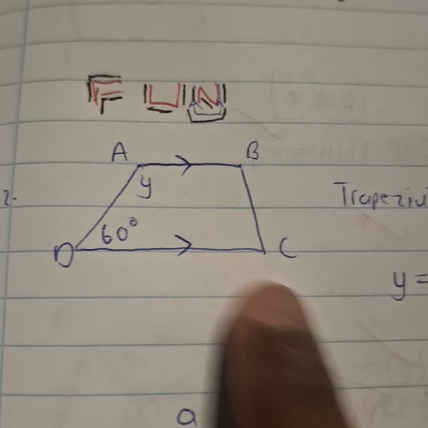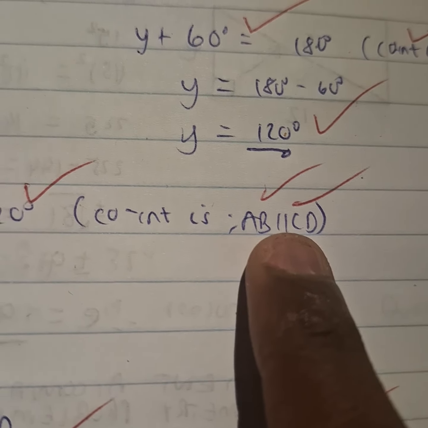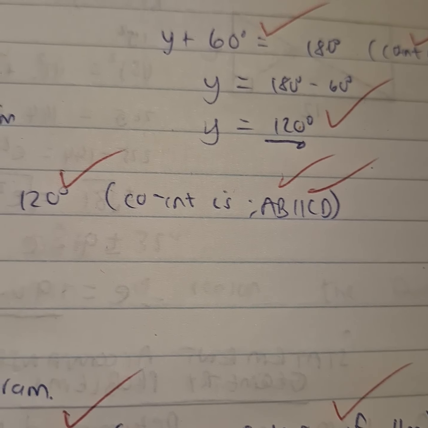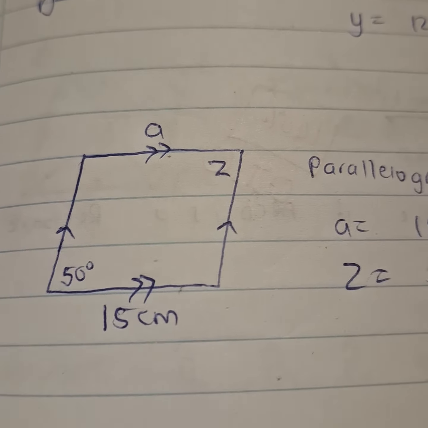AB is parallel to CD, so that's why we say y is equal to 120 degrees. Co-interior angles, AB is parallel to CD. I hope that was clear for all of us. All right, moving right on to the next shape.